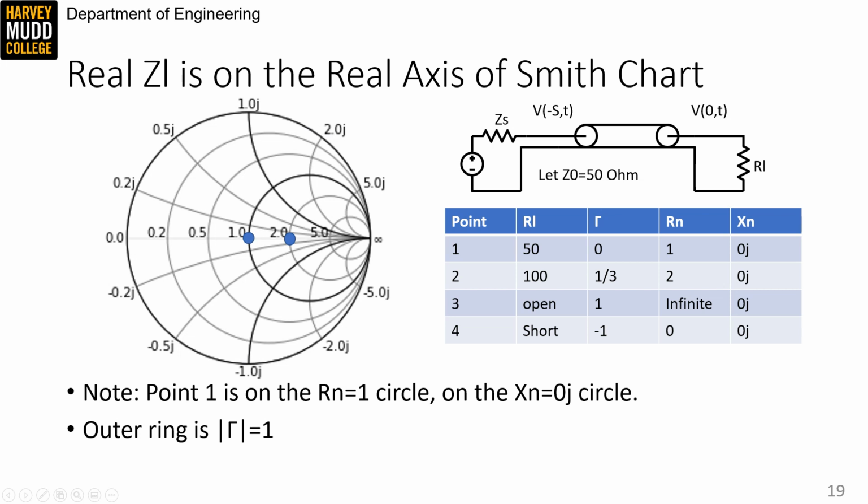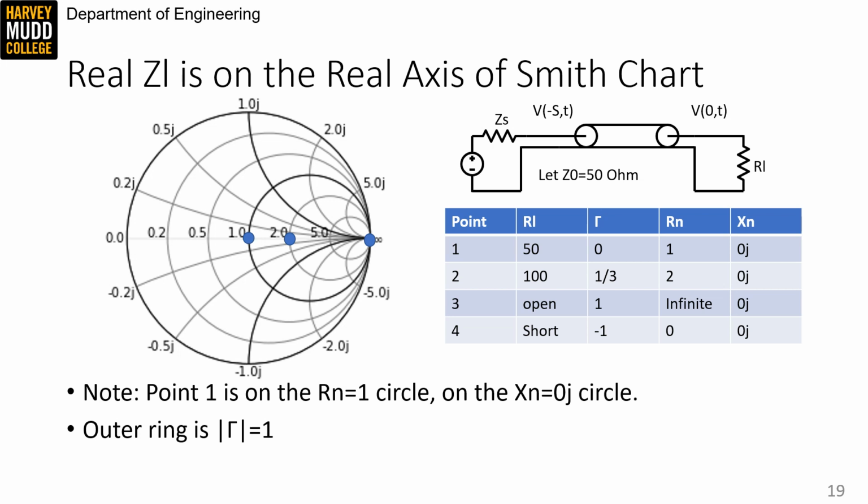As a way to figure that out, we could imagine drawing point 3, which changes RL to an open circuit. That results in gamma equals 1, Rn equals infinity, and Xn still being 0j. Think about where you'd put point 3. There's no Rn equals infinity circle drawn on here, but we can see that Rn circles get smaller as we increase Rn, and you may recall that the radius of them was 1 over 1 plus Rn. And we know that all the constant resistance circles intersect at the point 1, 0. So point 3 winds up all the way on the right side of this circle, which we've now identified as having a radius of 1. To say that another way, the outer circle is the unit circle on the gamma plane.